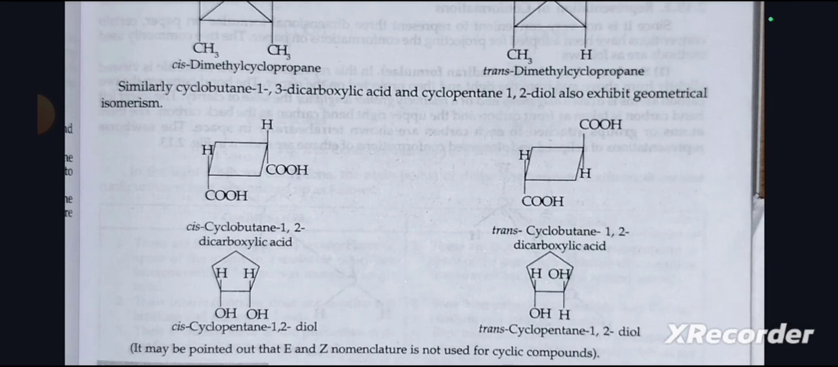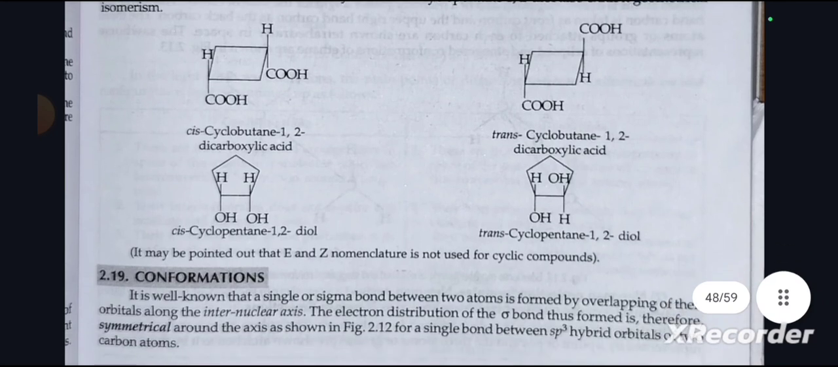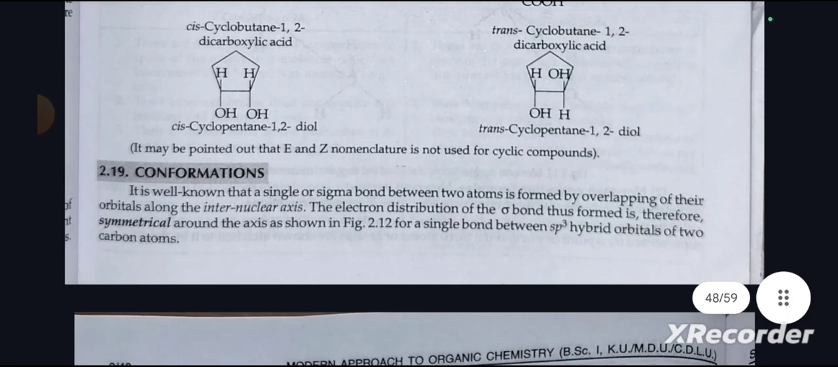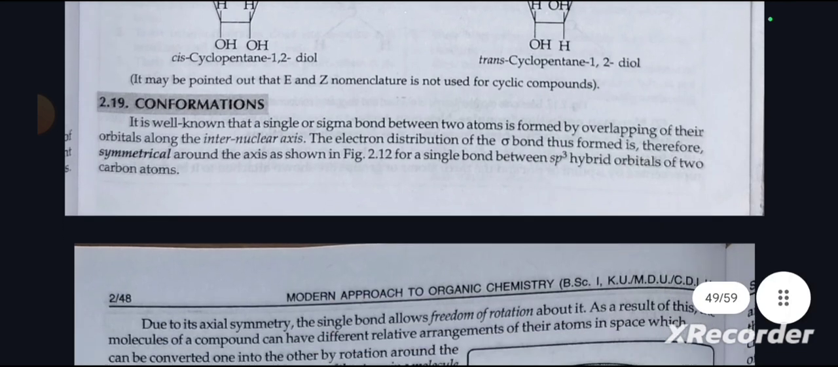Similarly, cyclobutane 1,3-dicarboxylic acid and cyclopentane 1,2-diol also exhibit geometrical isomerism. Cis-cyclobutane 1,2-dicarboxylic acid, trans-cyclobutane 1,2-dicarboxylic acid, cis-cyclopentane 1,2-diol, trans-cyclopentane 1,2-diol. It may be pointed out that E and Z nomenclature is not used for cyclic compounds.